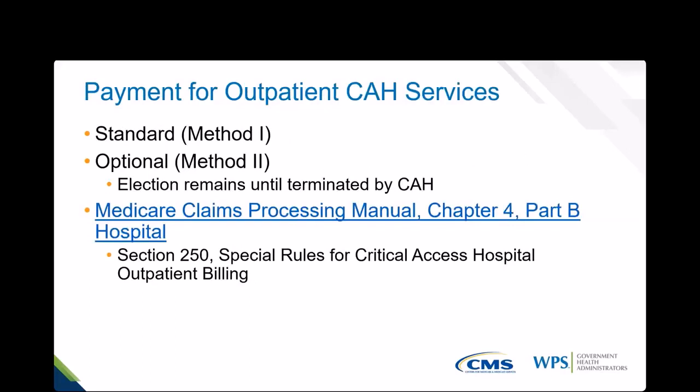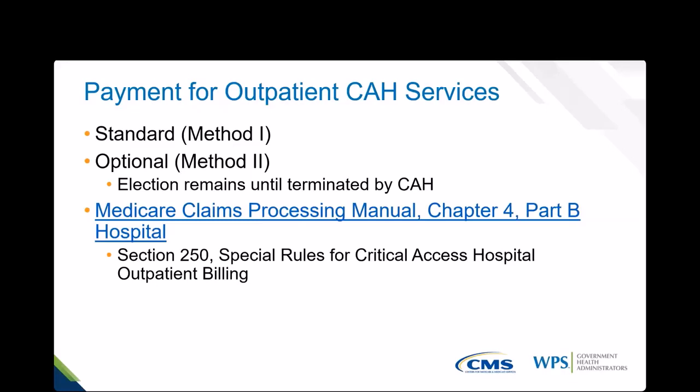So let's take a look at how critical access hospitals are different in the way that they're paid for outpatient services. There are 2 payment types, and you see them listed here. The standard method, or method 1, and the optional method, or method 2. And we'll talk more about each one of these in the next few slides.